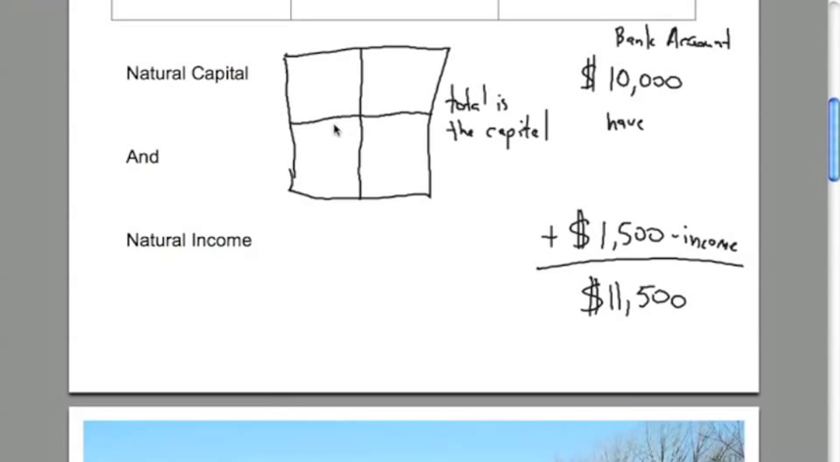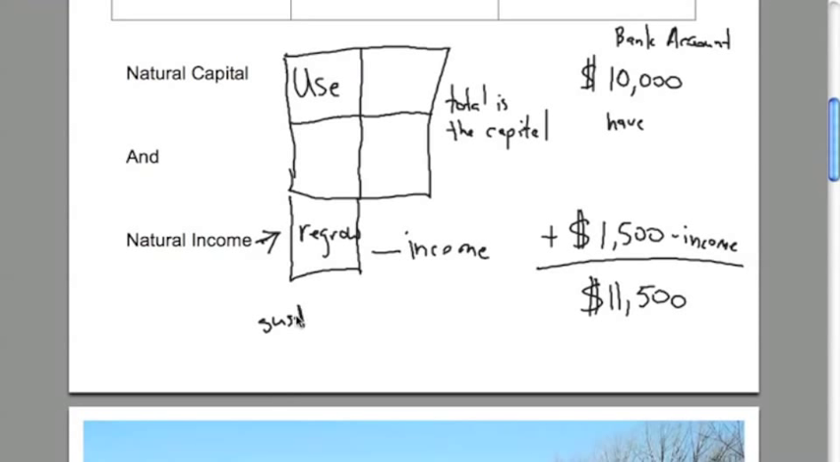If this represents something like a crop, if I use up this much of it, that means that's going to be what's being taken away from my capital. So I've subtracted out 1/4 of my crop. The income is what can be added to this. So my natural income is if this much of that crop can regrow in a given amount of time, then this is going to be my income. In this case, we could say that this is a sustainable usage because the amount that is being used is equal to the amount being grown.